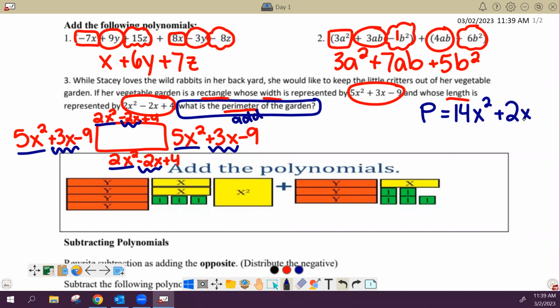And then lastly, we can combine the negative 9 and the negative 9. And that's negative 18, so that is our perimeter. We add all the little pieces up.